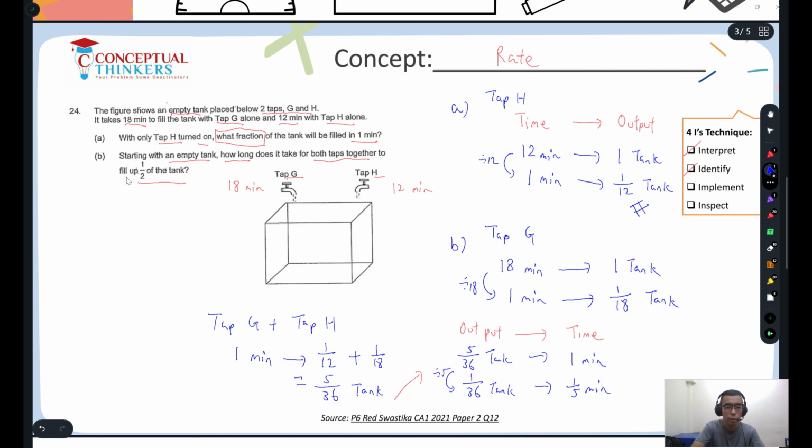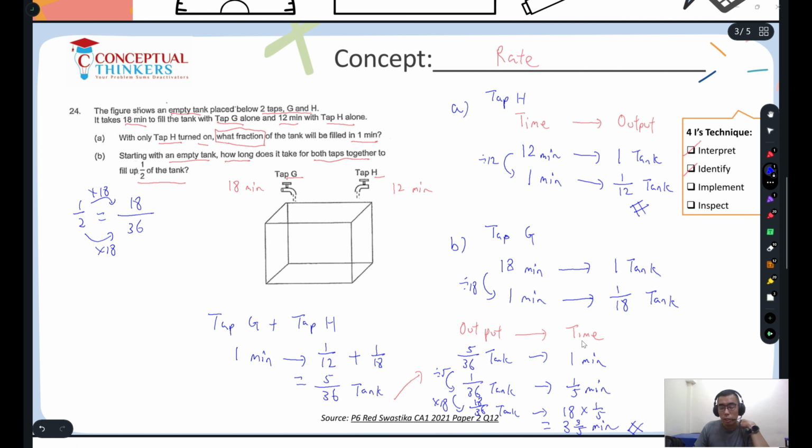Okay, now they want it to be half, right? So if I bring half down to the same denominator, I'm going to multiply by 18. So the numerator will also be multiplied by 18. So I'm going to find what will be 18 out of 36 of the tank. So we're going to multiply by 18. So this will give me 18 times 1/5. Okay, so this will give me 3 and 3/5 minutes.